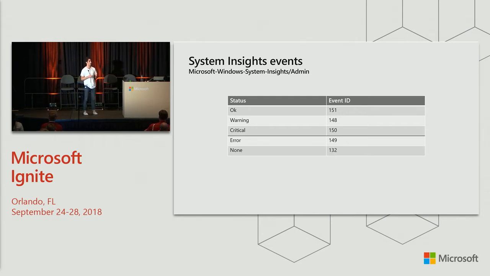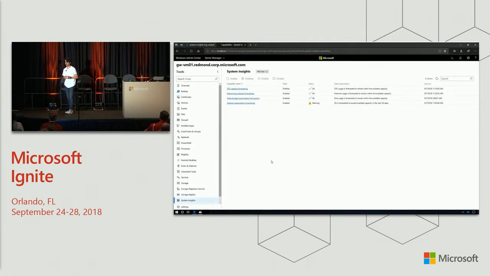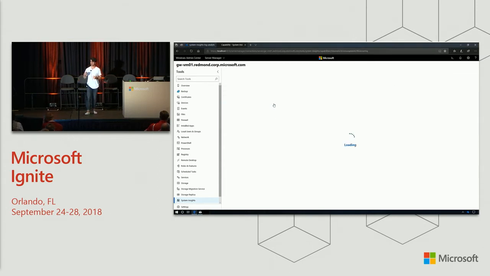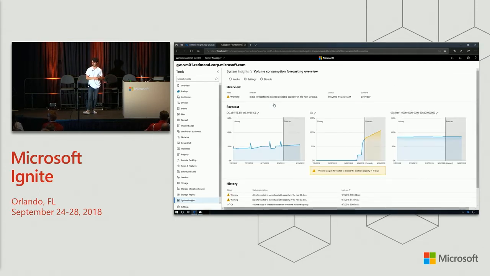Now, I imagine a lot of you are already familiar with SCOM. So in my next demo, I want to show how you can set this up with Log Analytics. So here, again, I have my four default capabilities, one of which is forecasted to exceed the available capacity. We can see here one of my volumes is forecasted to exceed the available capacity in the next couple of weeks.